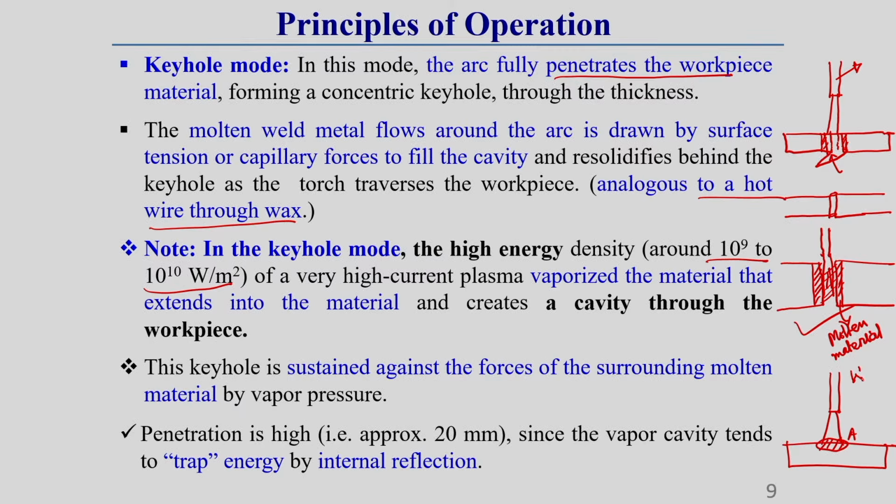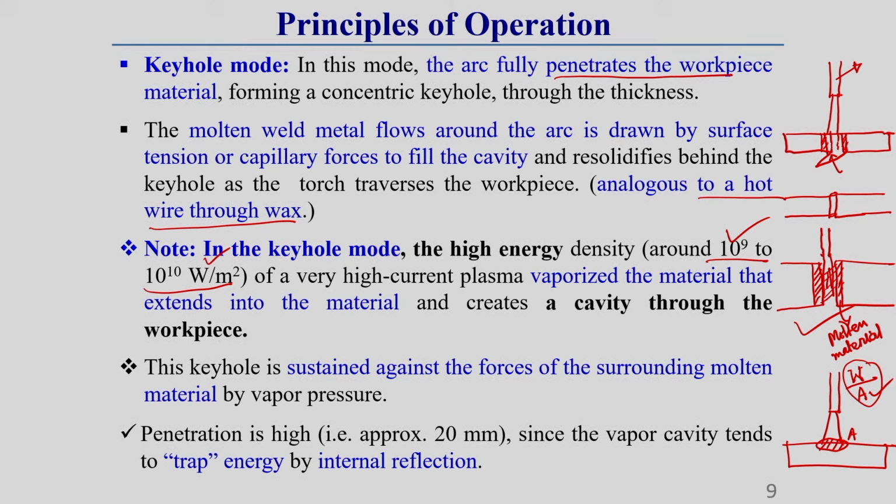Let this arc have a power W. Once we divide this arc power by the arc spot area A, then what happens? This is actually watt per area, which is in the range of around 10 to the power 9 to 10 to the power 10 watt per meter square. It is a very high current plasma. This you should keep in mind.